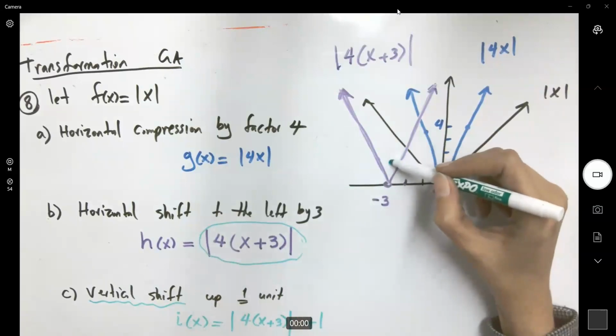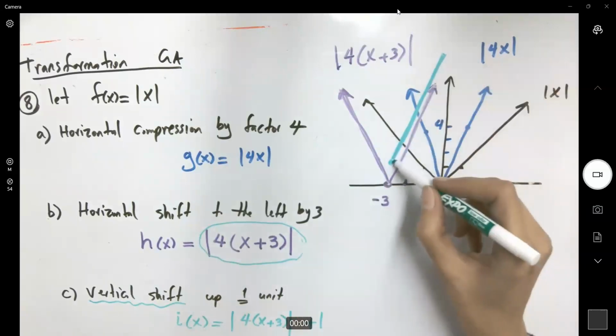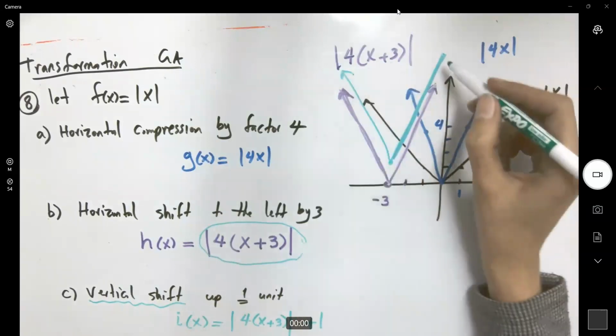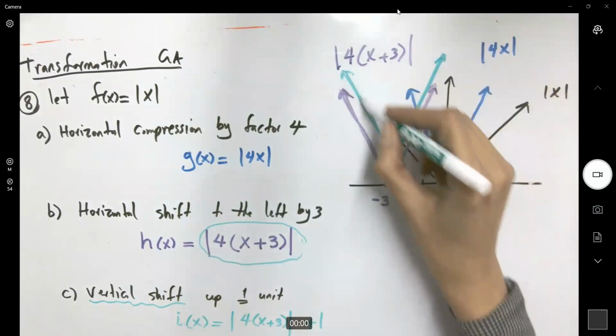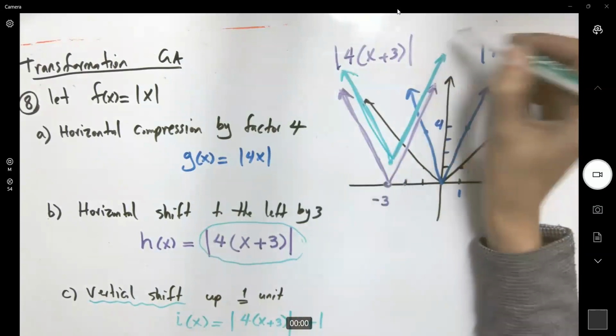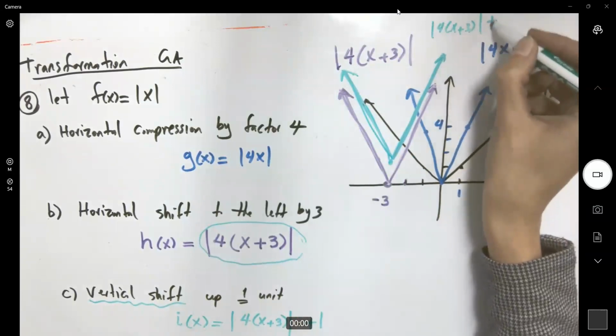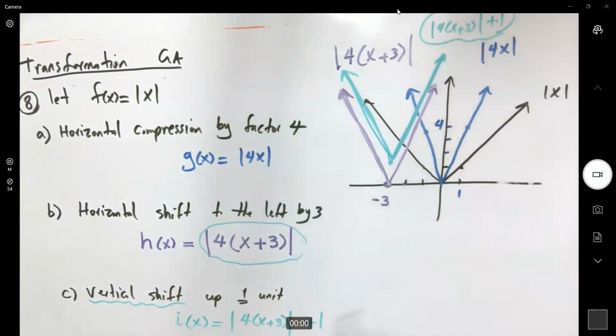So this is my new function, and this is my final function. This is the transformation to create absolute value of 4x plus 3, close the absolute value, plus 1. This is my final answer.